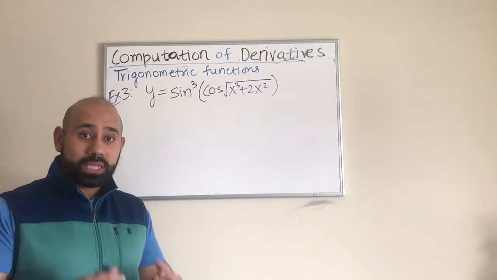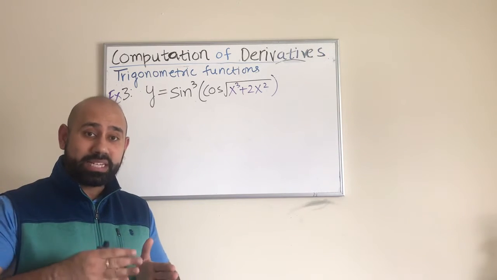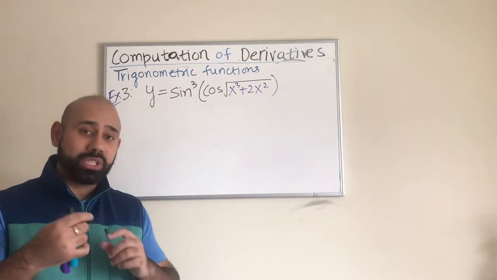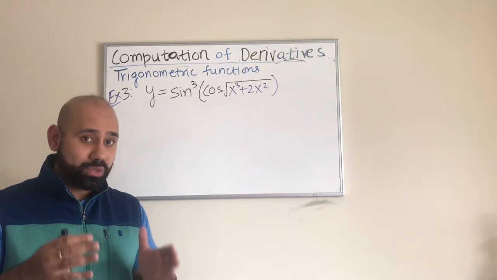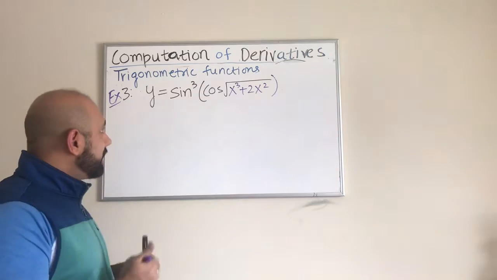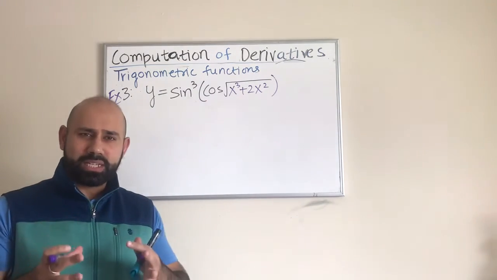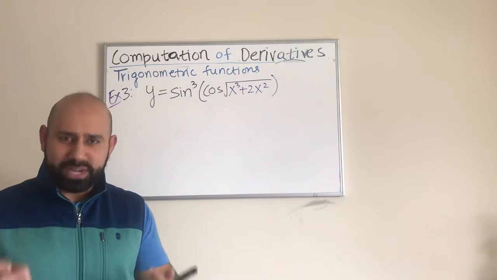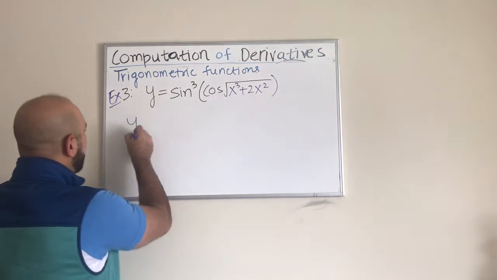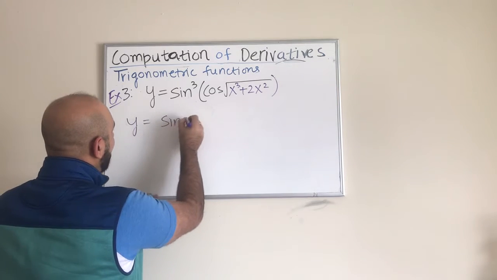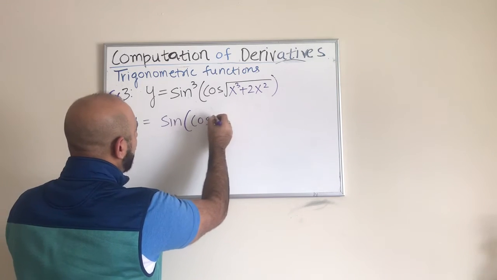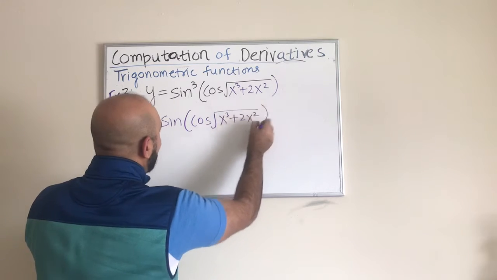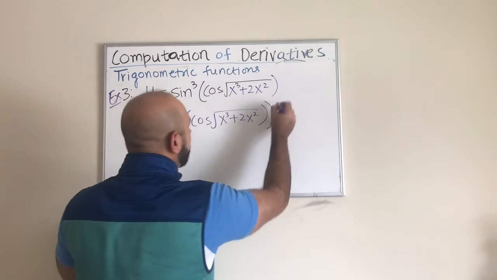So in order to actually find the derivative of this function, we might need to go through many different steps, and we may have to use the chain rule and many other different rules as well. First I'm going to write it in a slightly different form, which I like to think of as a more user-friendly way. I'm going to rewrite this as sine of the cosine of whatever is inside, x cubed plus 2x squared, and I'm going to raise this whole thing to the power 3.